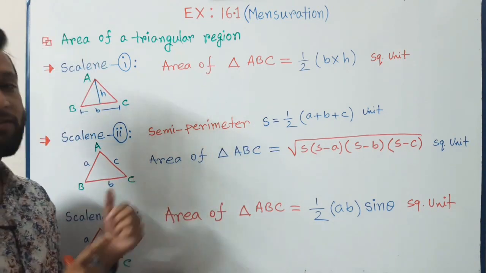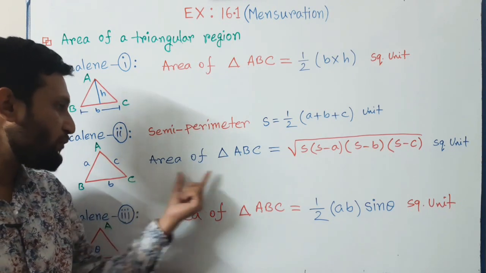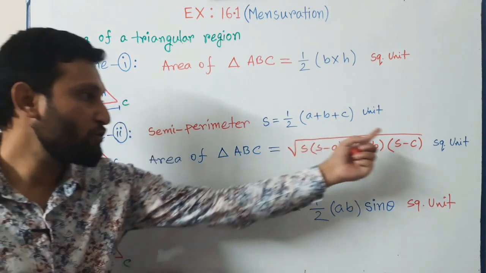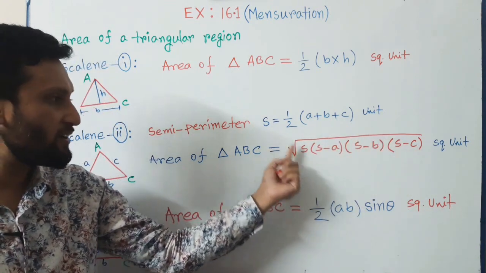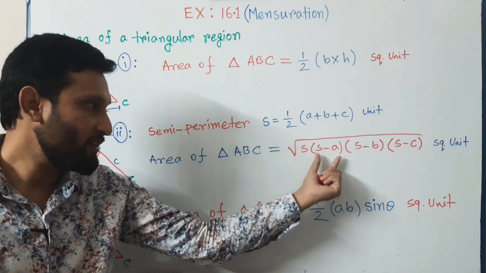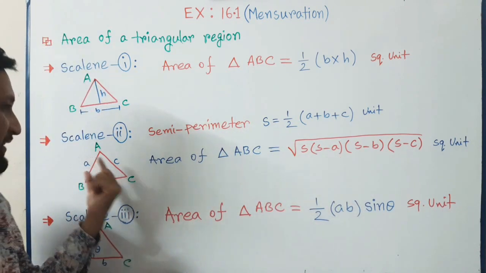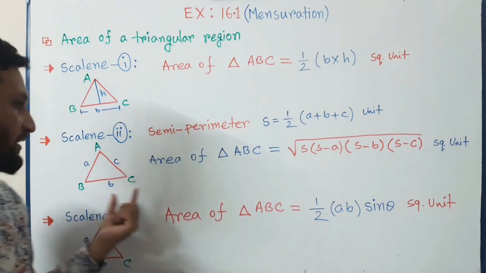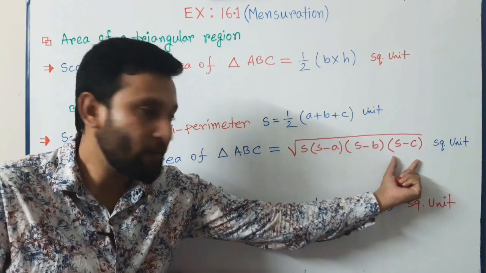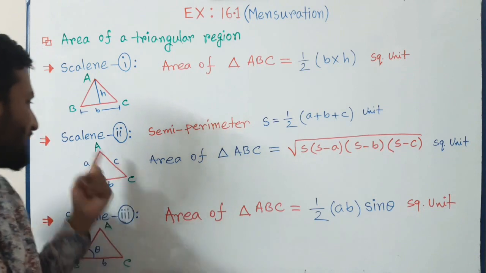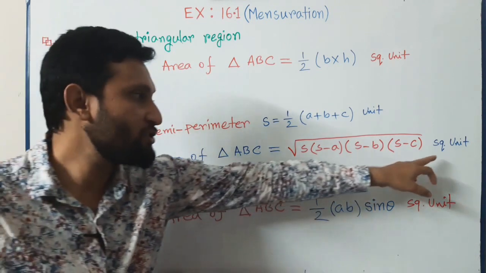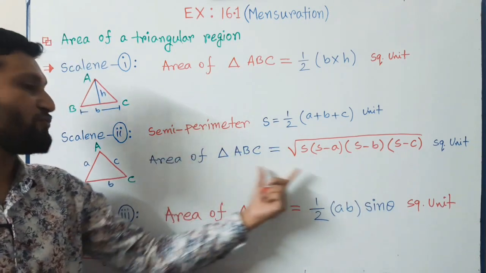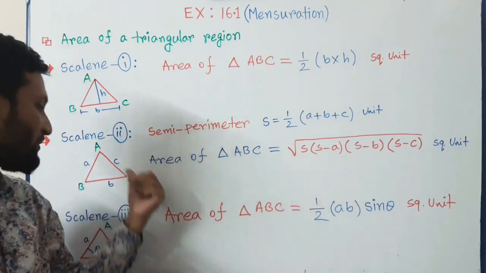By using these three side lengths and the semi perimeter, we can easily find the area of this type of scalene triangle. So the area of triangle ABC equals the square root of S, the semi perimeter, into S minus A, that means S minus the first side length, into S minus B, S minus the second side length, into S minus C, that means S minus the third side length, and then square unit. So this is the area of the second type of scalene triangle if three side lengths are given.